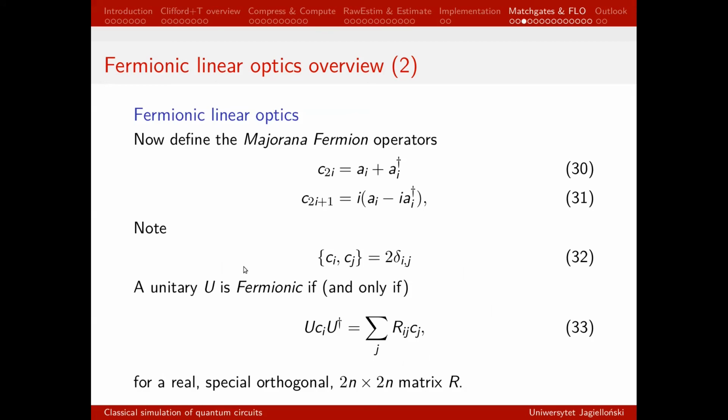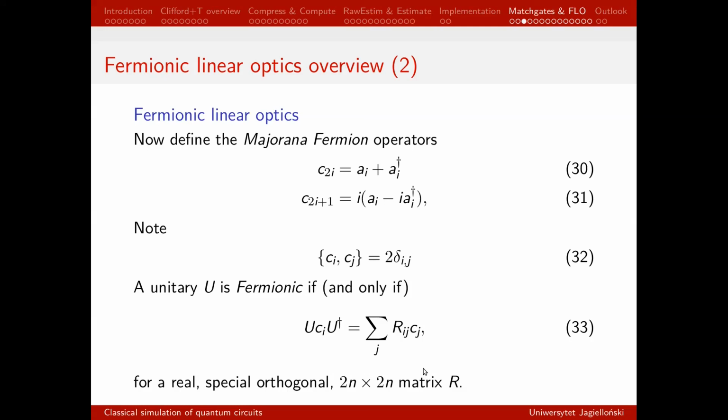And it turns out the unitary is fermionic if and only if it has this action on the C's for a special orthogonal 2n by 2n matrix R. Again, this is a very tight restriction on the unitaries you can have, because initially you start with a unitary, which is a 2 to the n by 2 to the n matrix, and now I have a 2n by 2n matrix. This is way smaller.